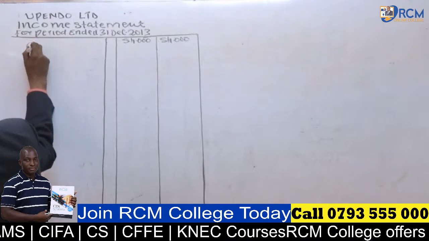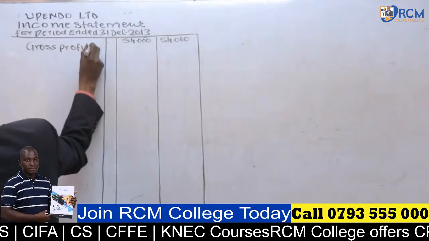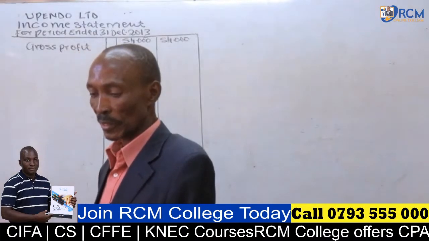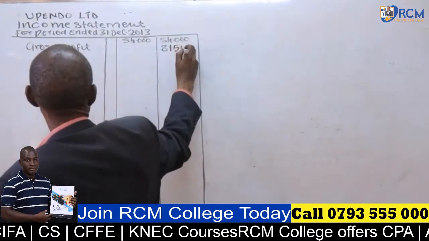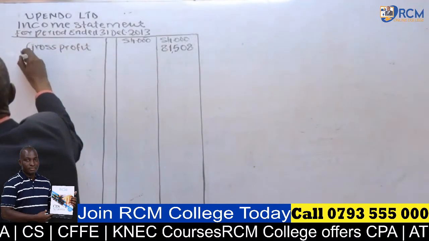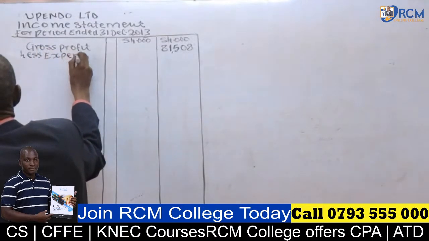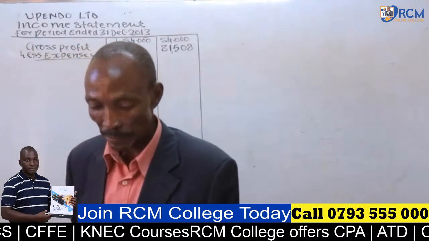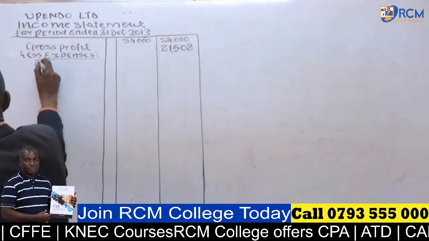The question starts us with the gross profit, not the sales this time, but gross profit. That means sales minus cost of sales has already been done. Gross profit 81,508. That's the gross profit. Now less expenses, the various expenses that we have worked out. We have worked out electricity. I've taken note of it already.